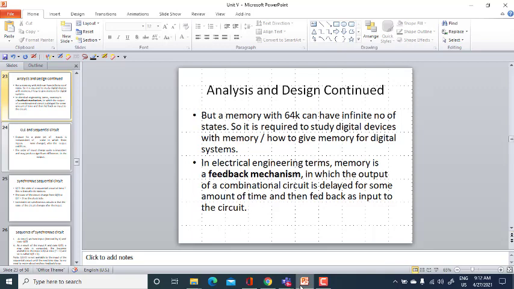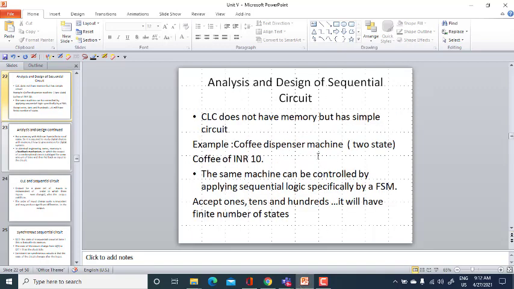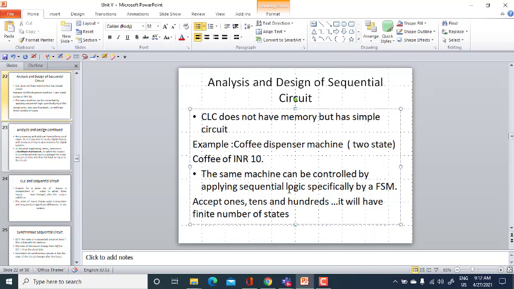For the first case, a simple coffee dispenser machine with two states is a combinational logic circuit because it doesn't have a memory. Whereas if I'm applying n number of states, that can be done only if you have a memory. Because with the memory as well as the combinational logic circuit, the digital logic circuit will come to a decision that you have to send the remaining amount or you have to reject, and along with the remaining amount you have to send the coffee. Like that, the states will be determined. That can be done by using your sequential circuit.